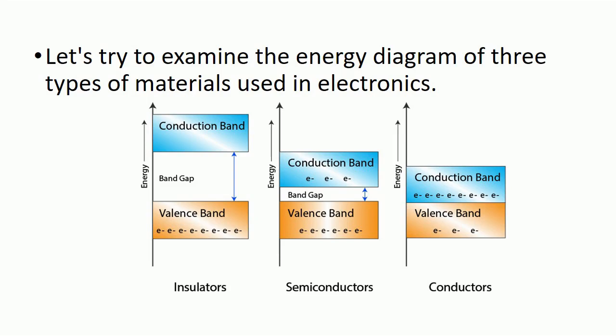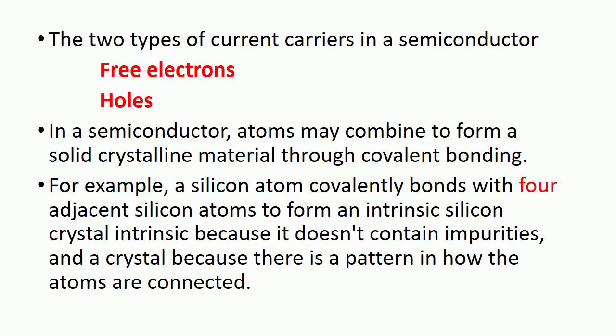In a conductor, like copper, there's no band gap. Actually, the conduction band and valence band overlap, which means the electrons can freely move into the conduction band. This is why you may hear the electrons in metal referred to as a sea of electrons. They're just floating around. Now that we know more about band gap, let's discuss the two types of current carriers in a semiconductor, free electrons and holes, and see how they produce currents in a semiconductor.